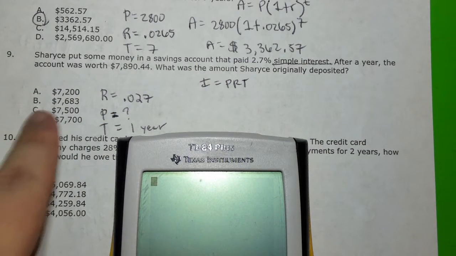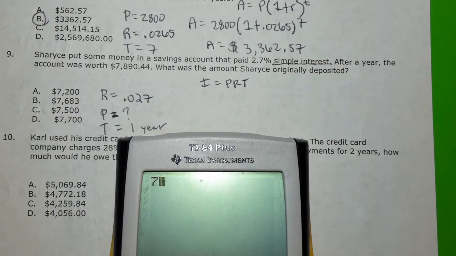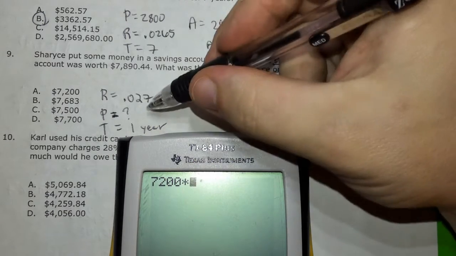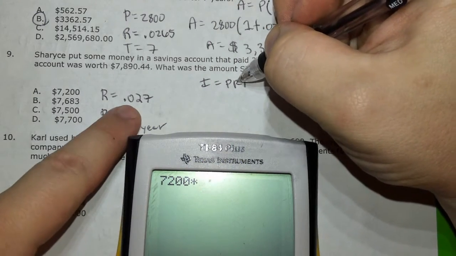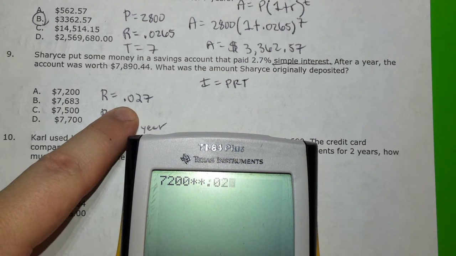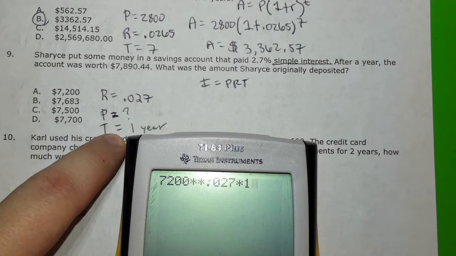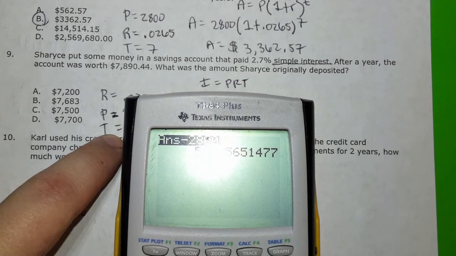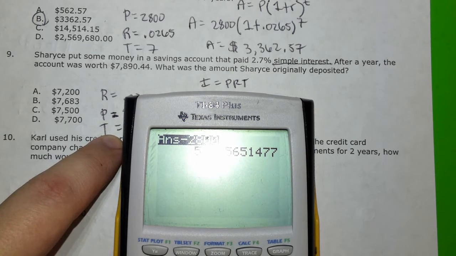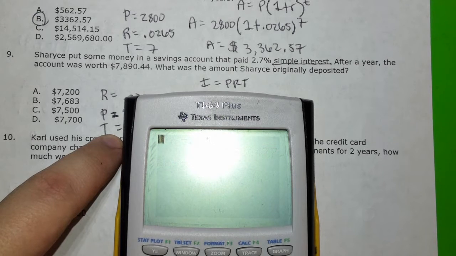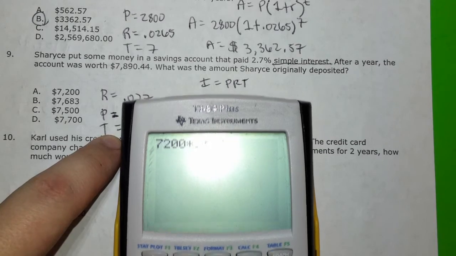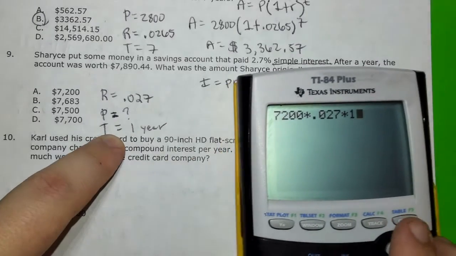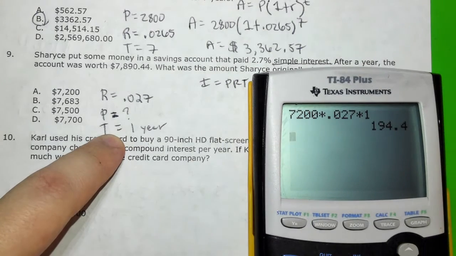For example, if 7,200 was my principal, I would do 7,200 times my rate, 0.027, times 1. Now, whoops, what did I do there? I had 2 multiplication signs, my apologies. So 7,200 times 0.027 times 1. Okay, so I get 194.40.